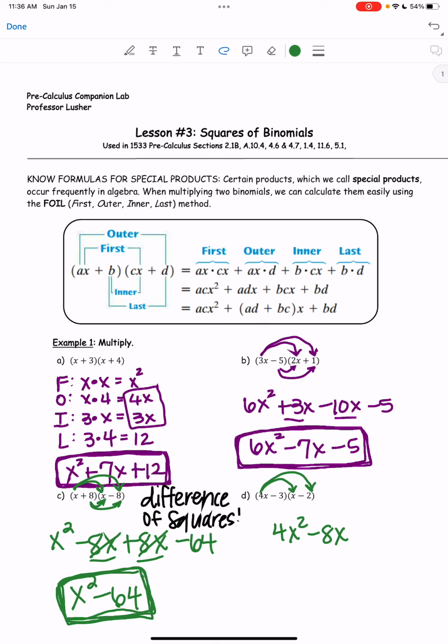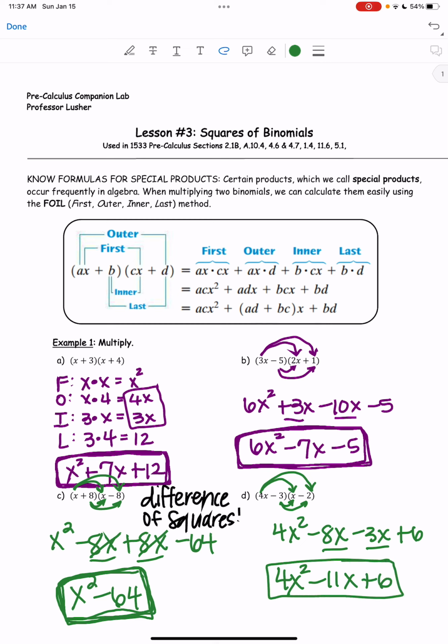And then inner is negative 3 times x, which is negative 3x. And my last, which is negative 3 times negative 2 to go plus 6. We're going to combine our like terms, which is those middle ones again. And that's 4x squared minus 11x plus 6. Okay, and again, notice that when I did that minus 3, I just distributed it to both my terms again.